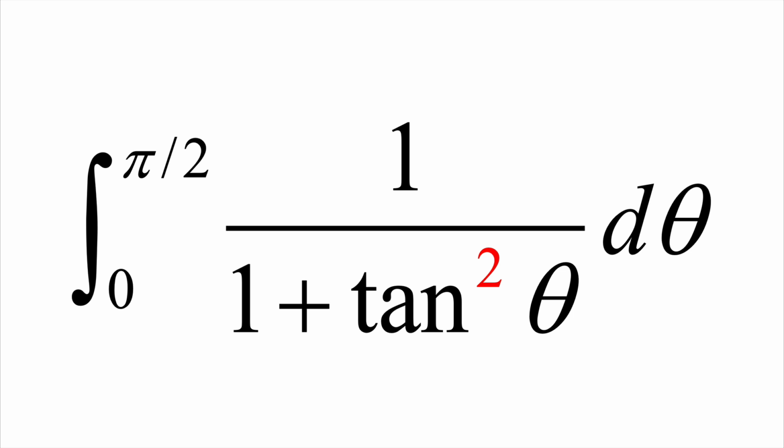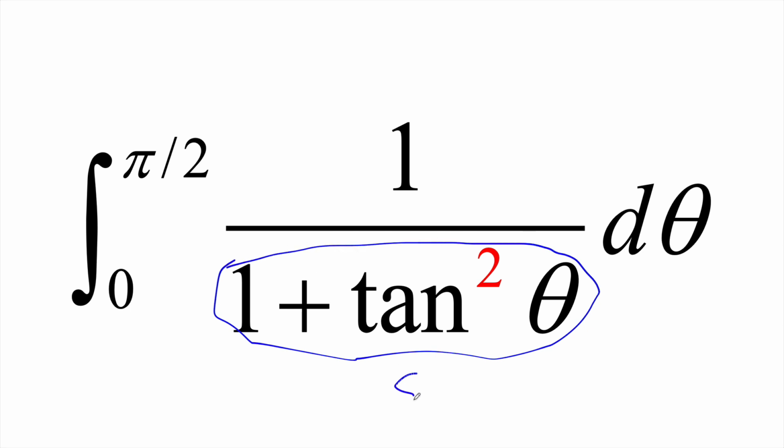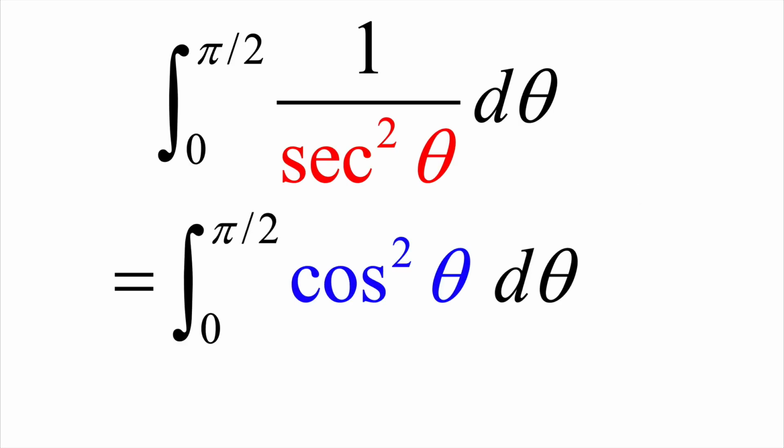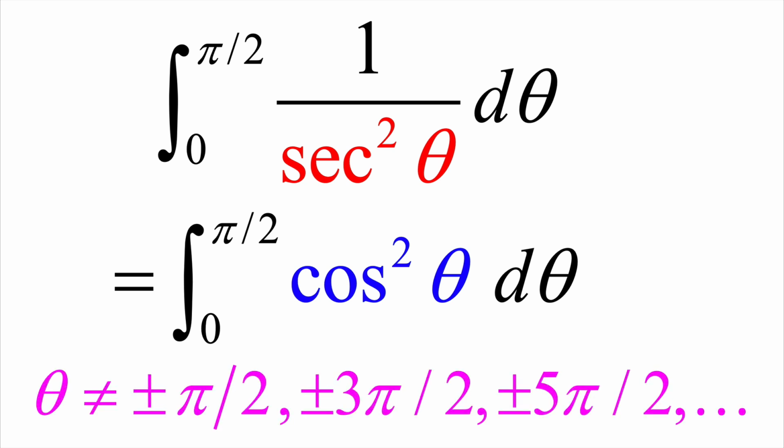The fact that the power is a 2 should remind you to use a Pythagorean identity. In fact, 1 plus tangent squared theta equals secant squared theta. Since secant theta is 1 over cosine theta by definition, 1 over secant squared theta can be replaced with cos squared theta. Technically speaking, this is only true when secant of theta is defined, which excludes odd multiples of pi over 2, but we're going to see that that's actually not a big deal.